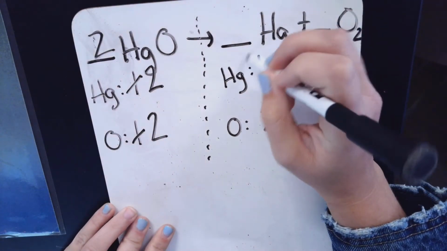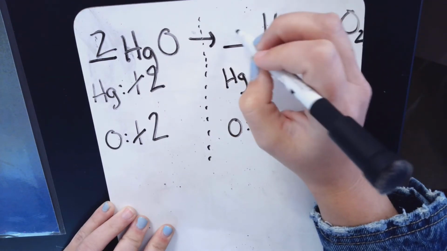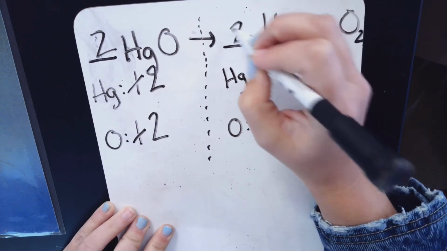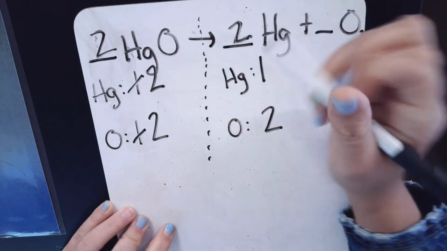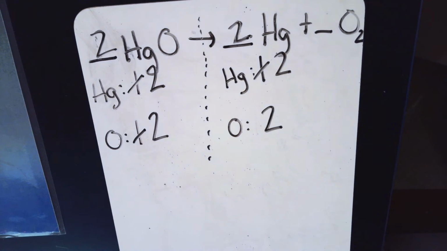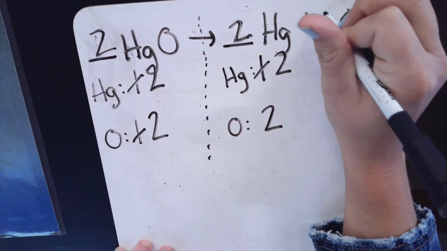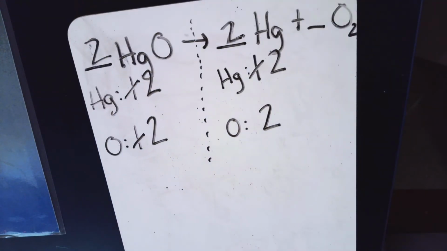Perfect. Over here I only have 1 Hg. Over here I have 2. So I need to multiply this by a 2, and I put a 2 here. Anything you're multiplying by goes up top, the big numbers. And my 2 times my Hg gives me 2 Hg's. So that's my answer. 2 HgO yields 2 Hg's plus O2. If you don't like blanks and you want to put a 1 there, you can, but you don't need it. Okay? Let's do another one.